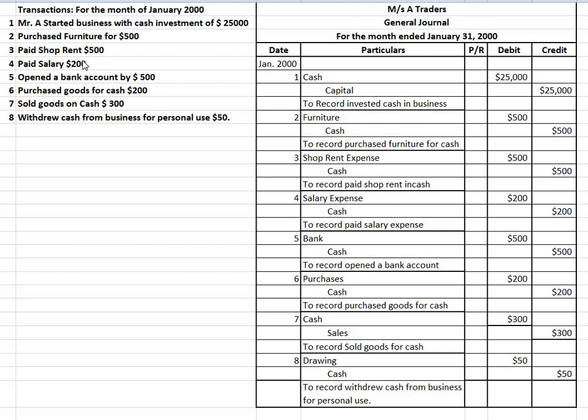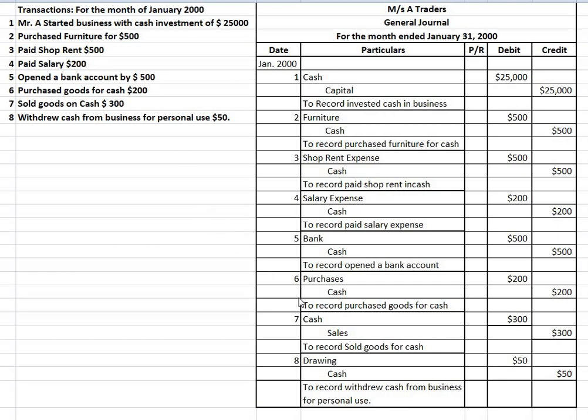Number 4, paid salary of $200. For this transaction, you can see here salary expense debit, cash credit by $200. In the fifth transaction, opened a bank account with $500. You can see in the fifth transaction, bank has been debited and cash is credited by $500. Number 6, purchase goods for cash $200.